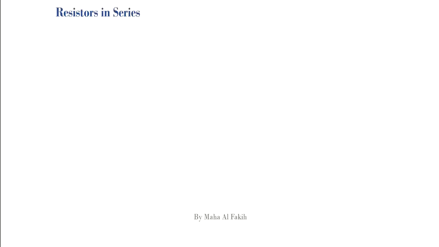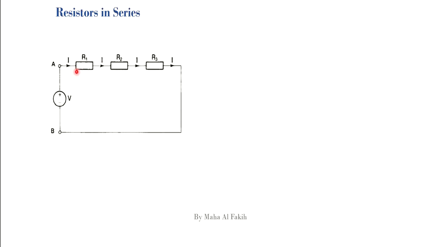Resistors, as well as other components, can be connected in different ways in a given circuit. The first way of connection is the series connection. If the components or the resistors are connected end to end, forming a single path for the current as shown in this figure, this means the connection is series connection.